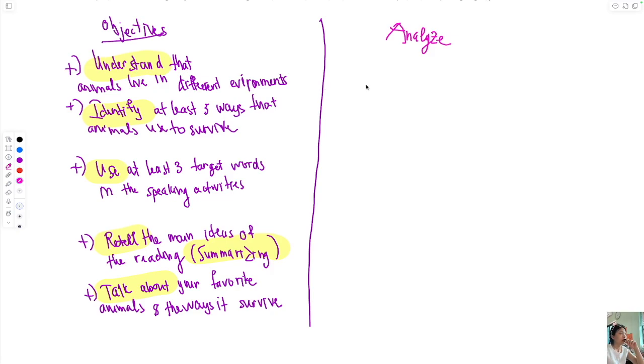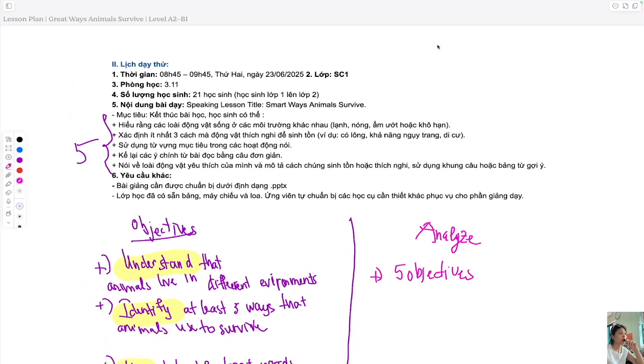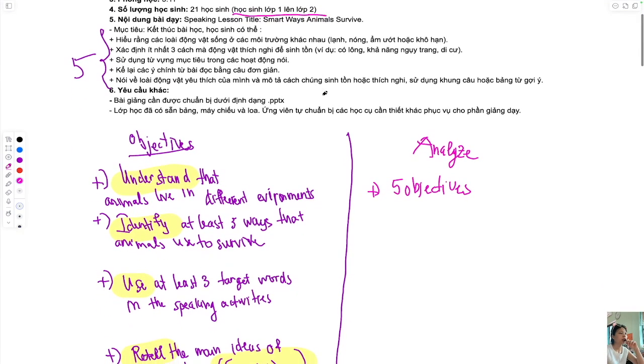Looking throughout the 5 objectives, there are 5 objectives. I think, and the students are grade 1, as you can see here. Grade 1 actually, and I believe the level, I consider the highest level can only be A2 Flyers if they are a good school, okay?